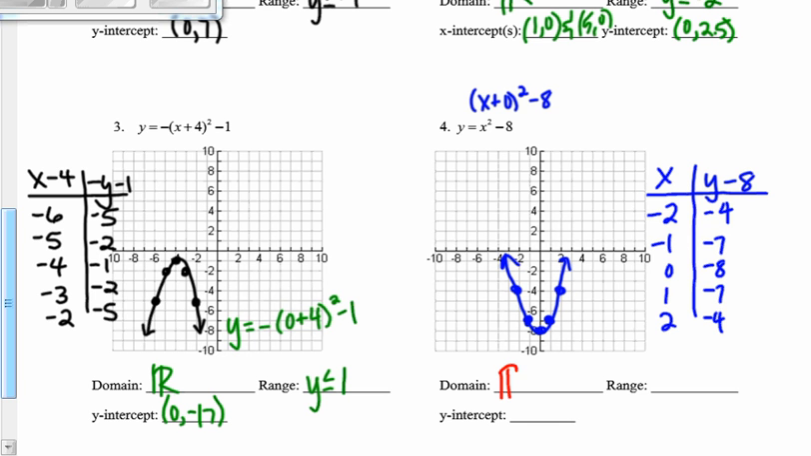So the domain is all real numbers. The range is y is greater than or equal to negative 8. And the y-intercept we can actually see on the graph this time is 0, negative 8.